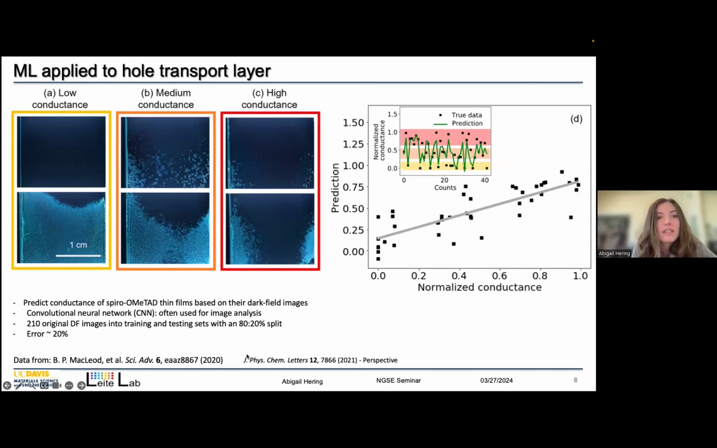And here the error was only about 20%. So just visually, there's no clear trend between these images, but using the CNN, we're able to find that there is a trend in their conductance.